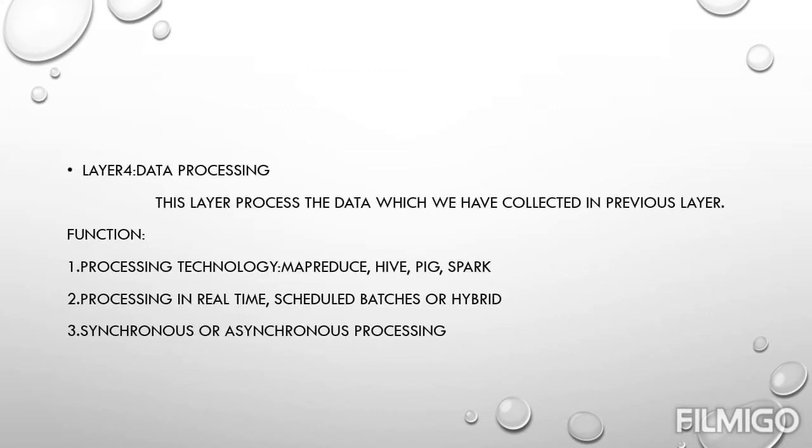Layer 4, data processing. This layer processes the data which we have collected in the previous layers. Function of this layer. First one is processing technology. For processing a huge amount of data, we have some technologies: MapReduce, Hive, Pig, Spark, etc. Second one is processing in real time, scheduled batches or hybrid. This depends upon the data which we have.